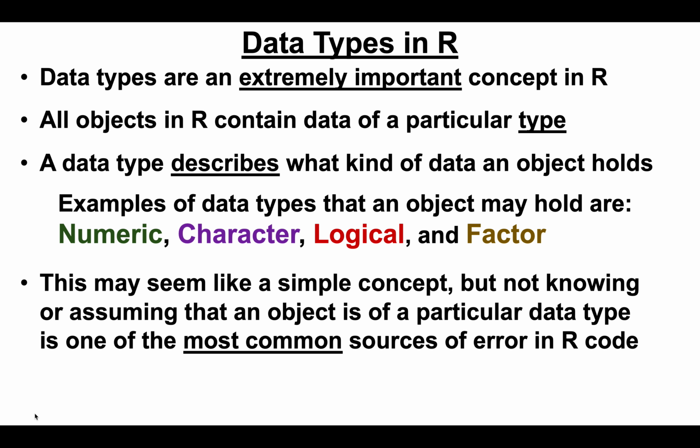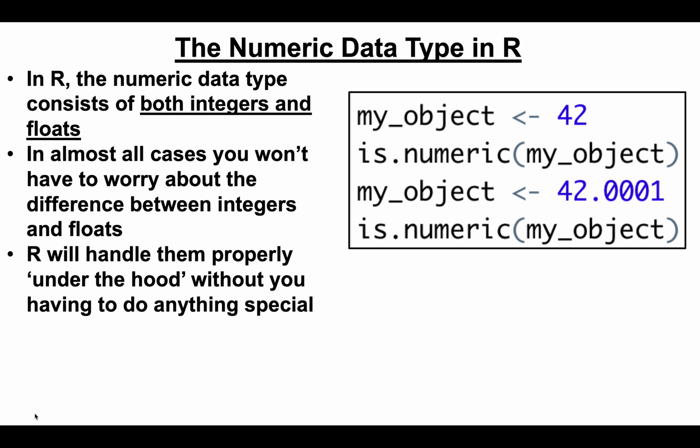This may seem like a simple concept, but not knowing or assuming that you know the type of data that an object holds is, I would argue, the most common source of errors when writing R code beyond just typos. So not understanding data types and what your objects are holding is really where a lot of our errors come from. And when you are getting an error and you don't understand why, the first thing I want you to think about is: do I have a correct understanding of the data types that I'm working with in these objects? So let's talk about these data types.